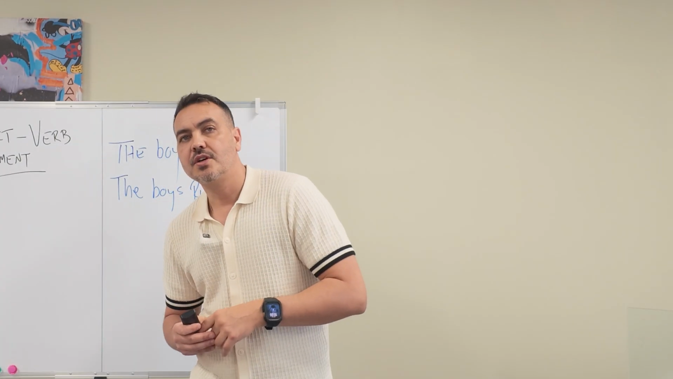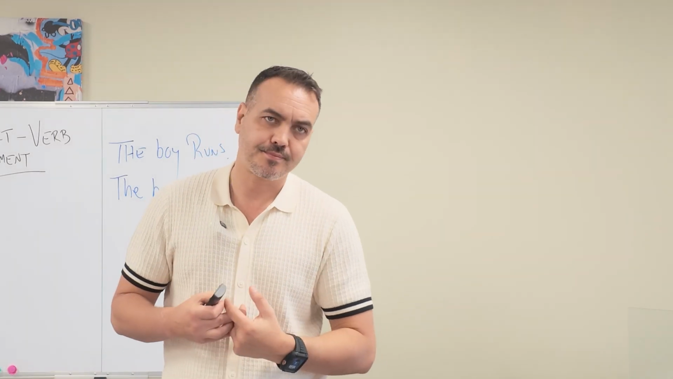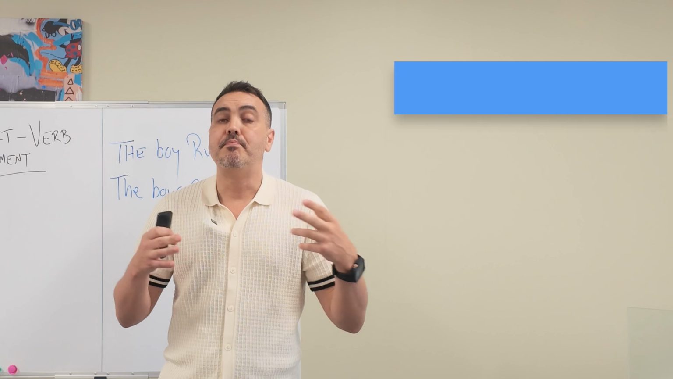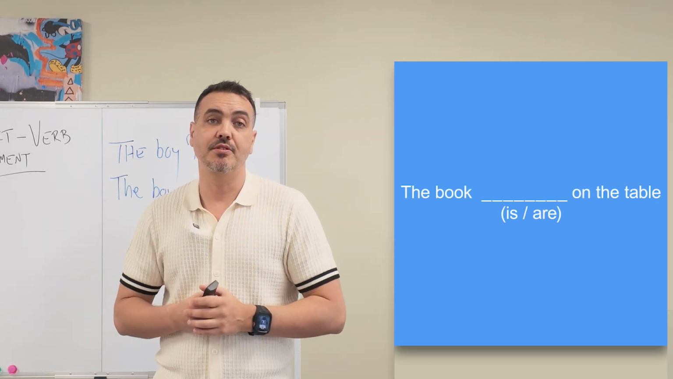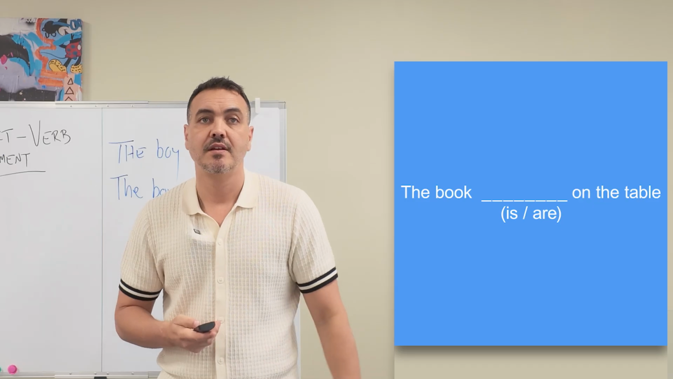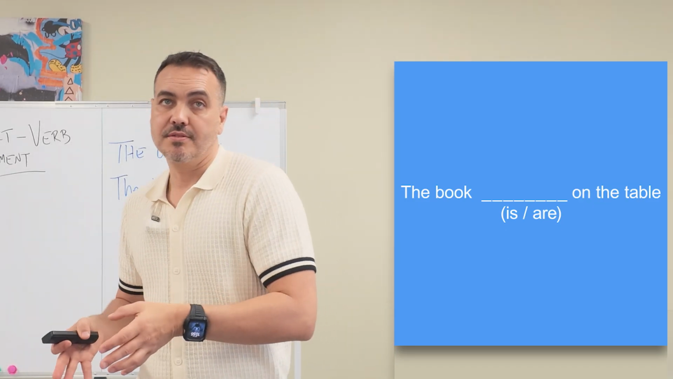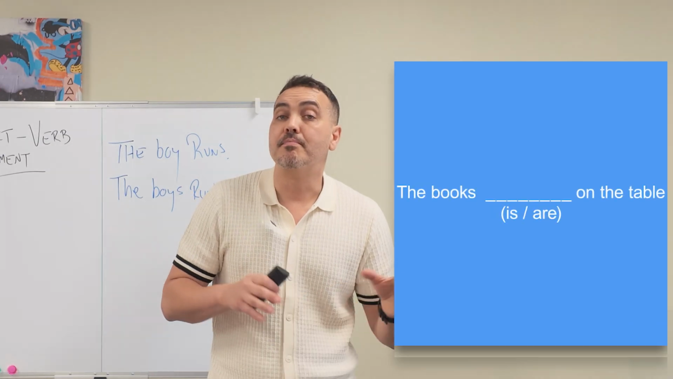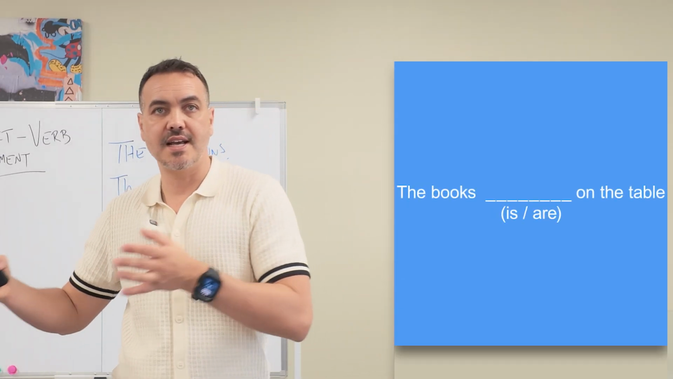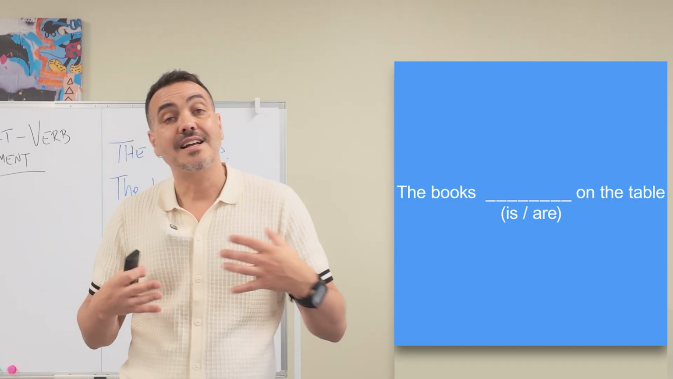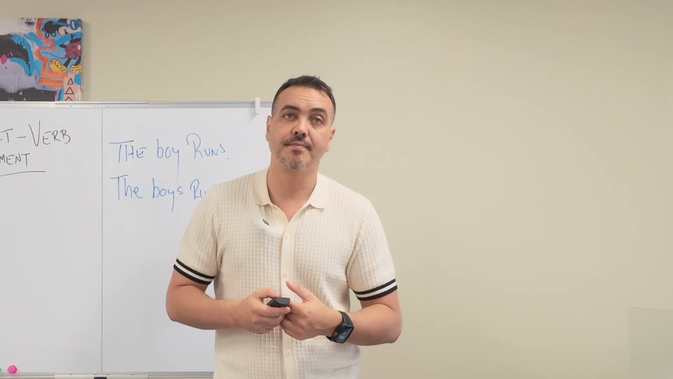Okay? So now let's practice with to be. The book on the table. The answer is the book is on the table. The books, plural, on the table. The answer is the books are on the table.